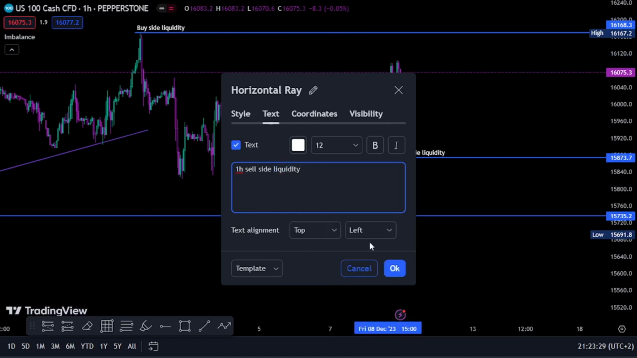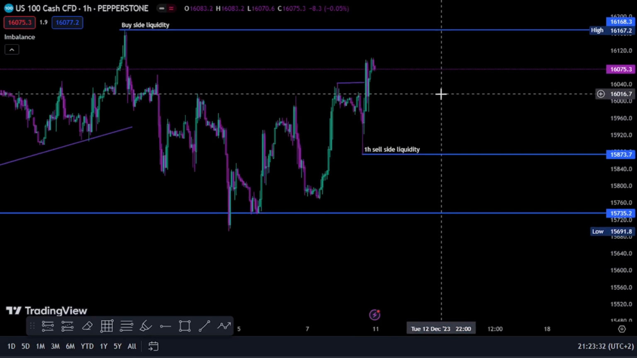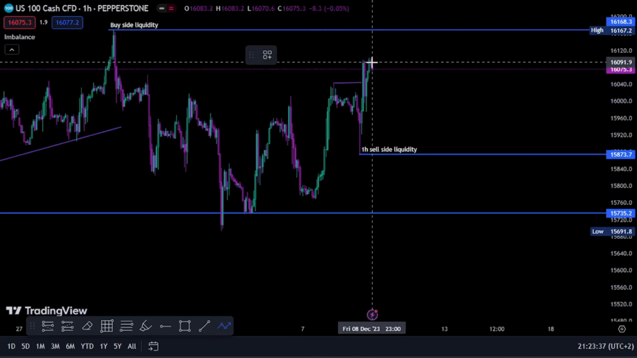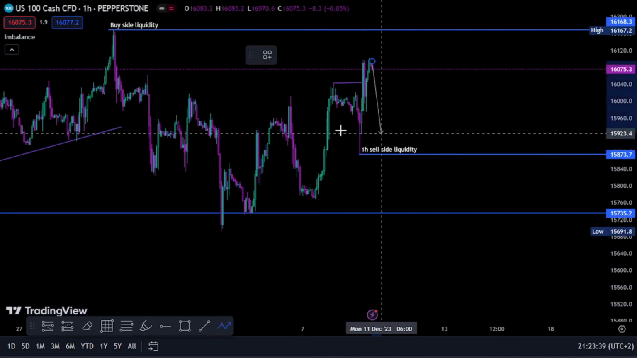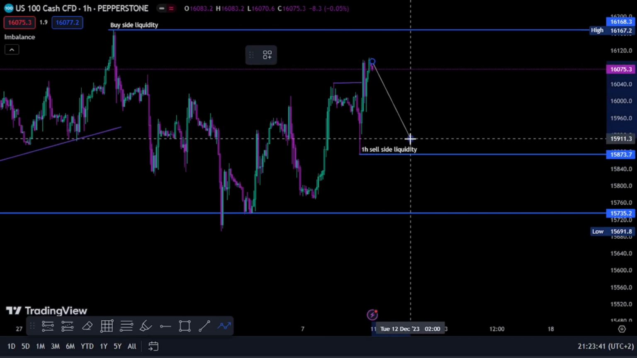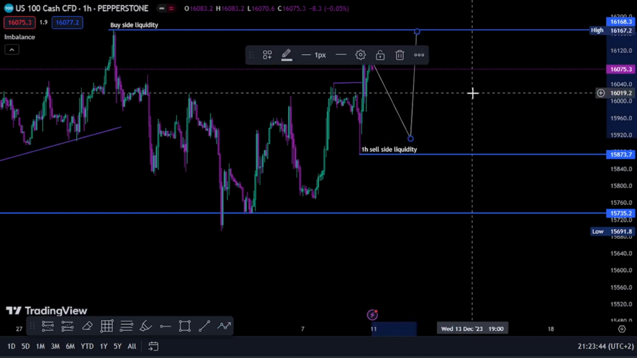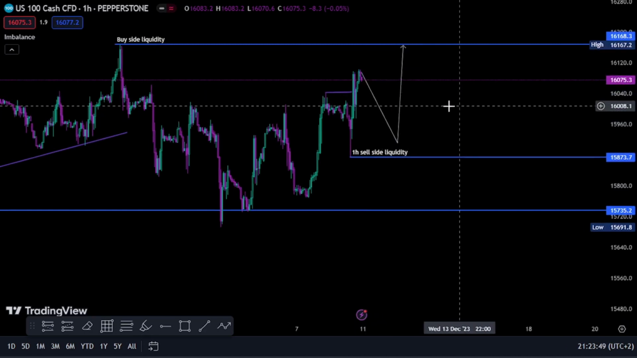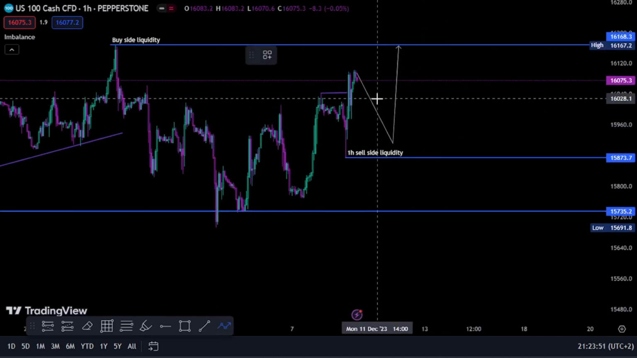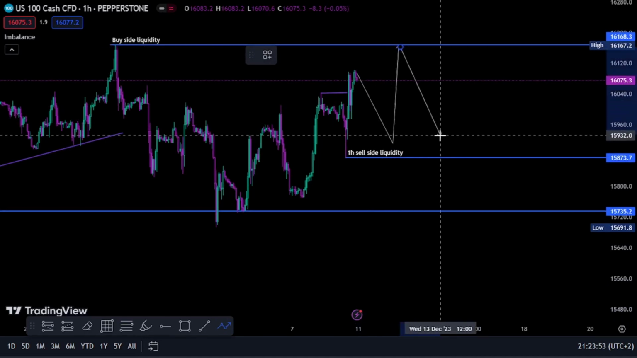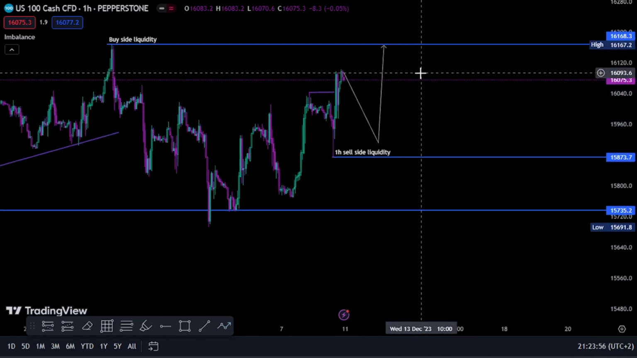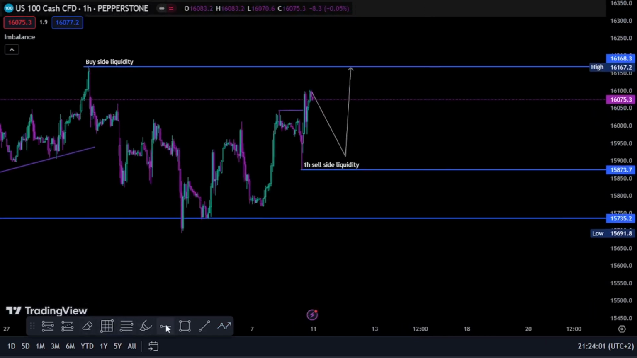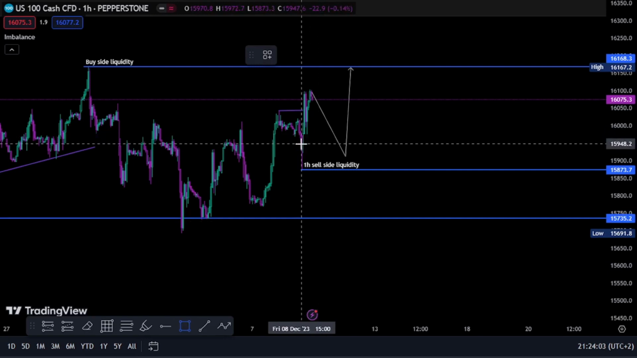This is our 1 hour sell side liquidity. I believe that the market broke this high, so it's going to have to come back to these areas and then push up to these highs, and then we'll take it from there. We'll see if the market will break above or reverse again. You understand? But for now, we're looking for short-term buys if the market comes back.